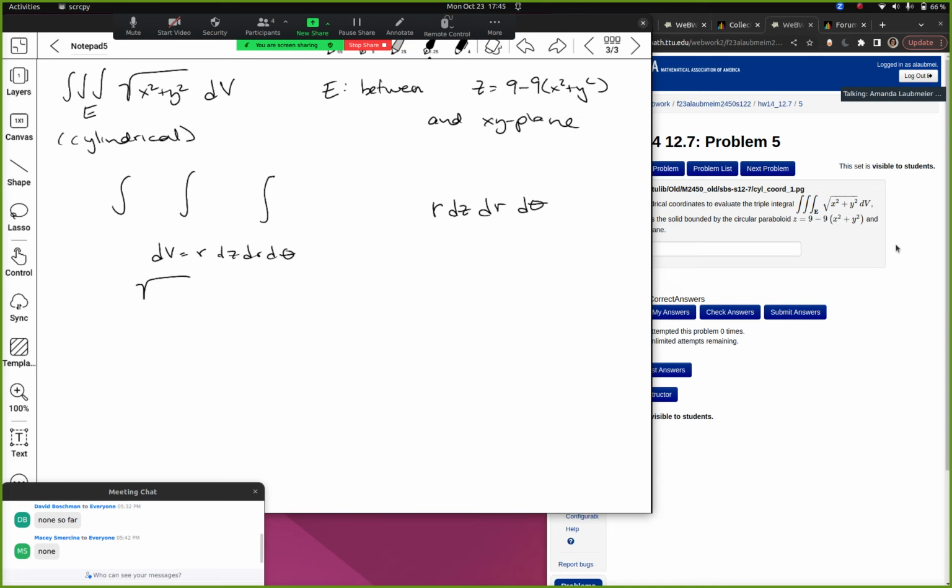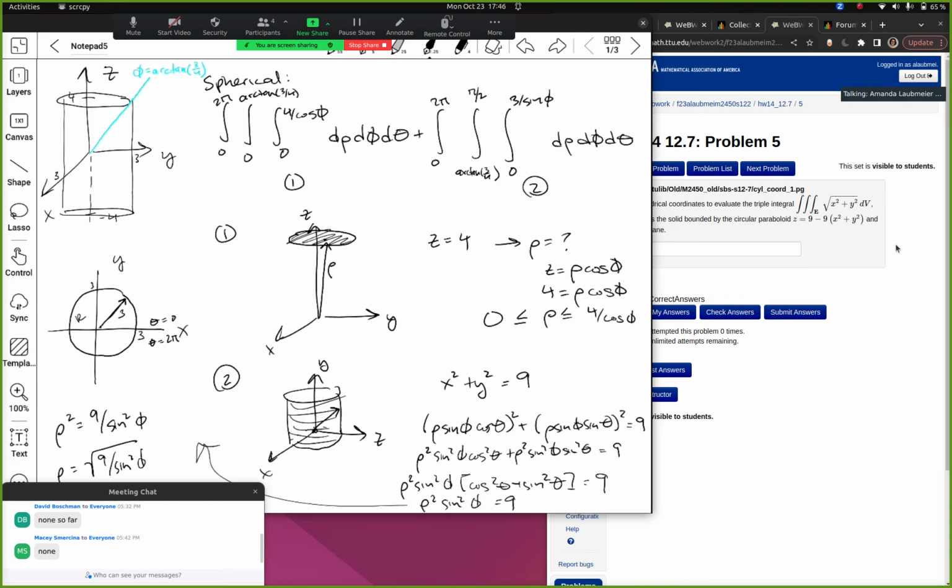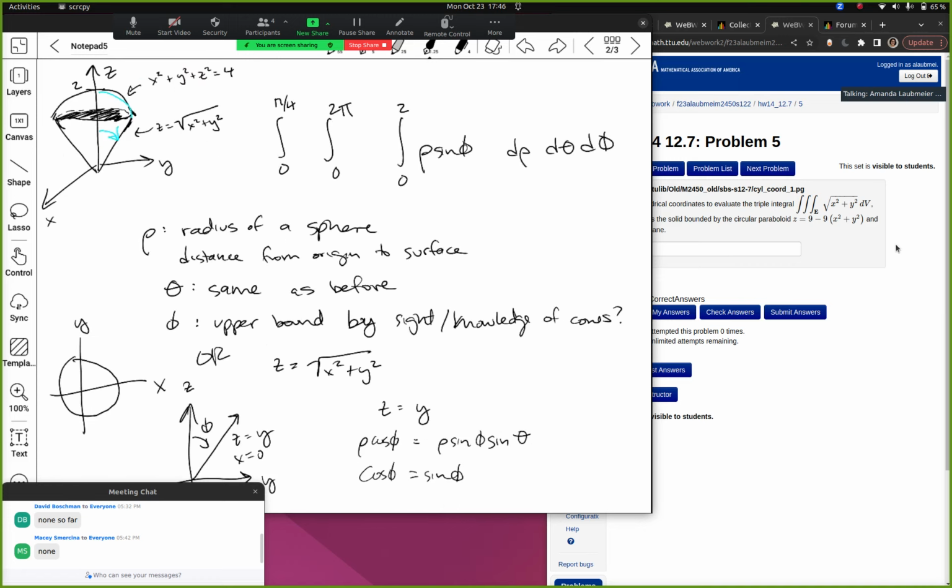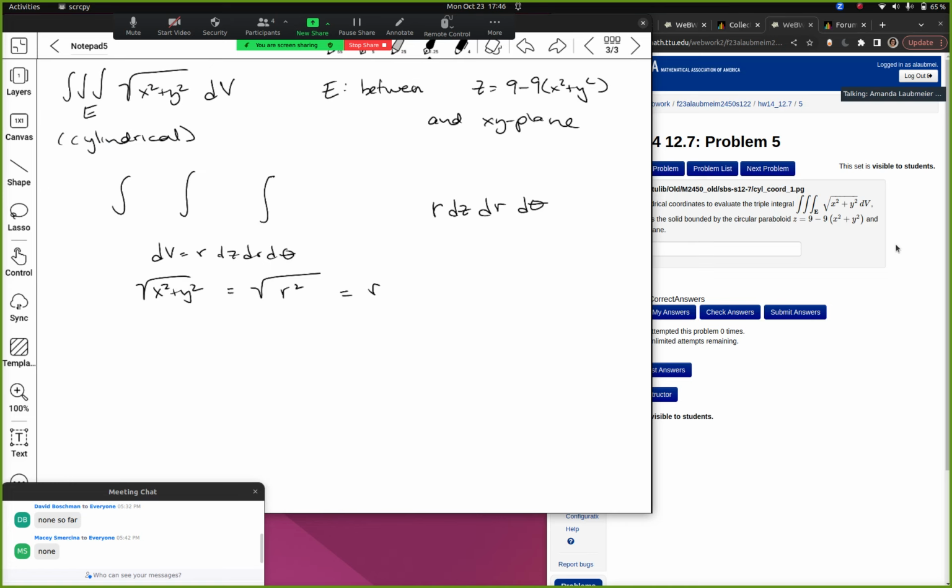And then we know that x's and y's are going to have to go away. So root x squared plus y squared is root r squared, or r, using that same idea we used when we did cylindrical for this shape. That x squared plus y squared equals r squared. So then I replaced that root x squared plus y squared with this r. And the other r came from dV.